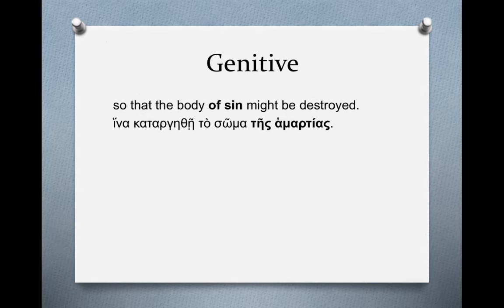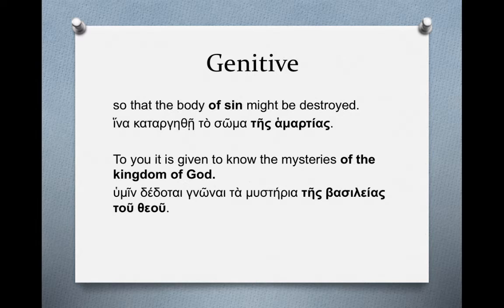Oftentimes the broader context will help us translate it correctly too. But in this case, we're just going to translate it of sin. We include the keyword of because it's the genitive case. We may not always do that, but lots of times the keyword of works well for our translation.